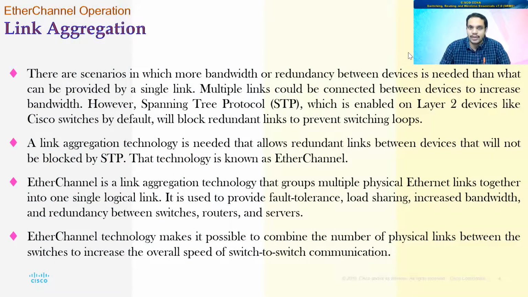So there are scenarios in which more bandwidth or redundancy between devices is needed than what can be provided by a single link. Multiple links could be used to connect between devices to increase bandwidth. But as we studied in module 5, we specifically implemented STP, the spanning tree protocol, on layer 2 devices to make sure that loops do not happen. So multiple links or redundant links are kept in a blocking state. A link aggregation technology is needed that allows redundant links between devices that will not be blocked by STP. So such a technology is called your EtherChannel technology.